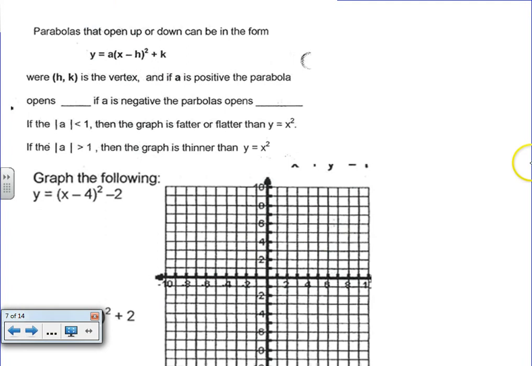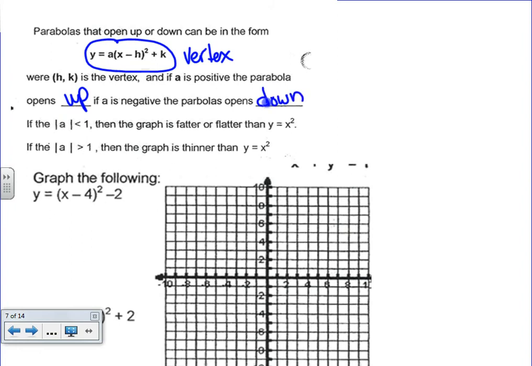Now when you have a parabola, sometimes it's given to you in this form, and this is called vertex form. Whoops, V, not y. Vertex form is just one form of a parabola that we saw in Algebra 2, but we saw it quite a bit, and we're going to see it again here in Trig. The vertex is at the point (h, k). If a is positive, then the parabola opens up, and if a is negative, the parabola opens down.